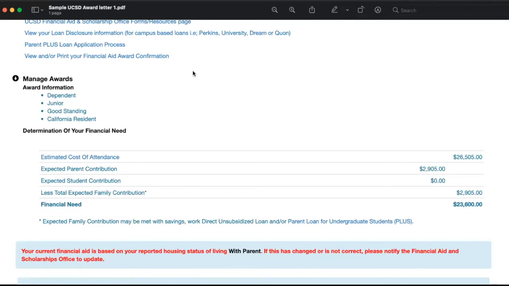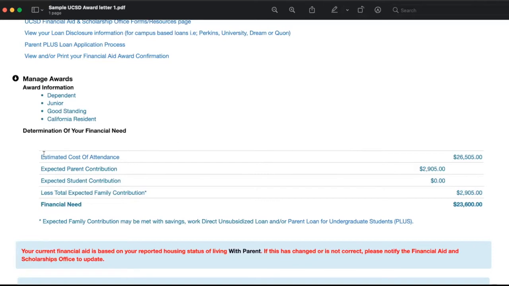So I'm going to go over a sample financial aid award letter. For each school, it's going to look a little different. Right now, for this one, we're going to look at a UCSD in-state financial aid award letter. In a financial aid award letter, there are a few different components that you'll always see.